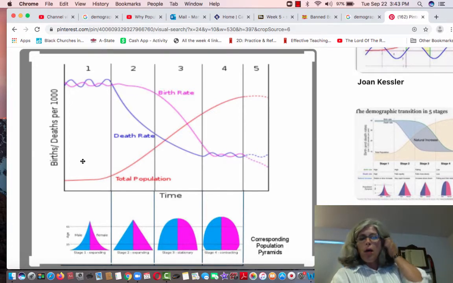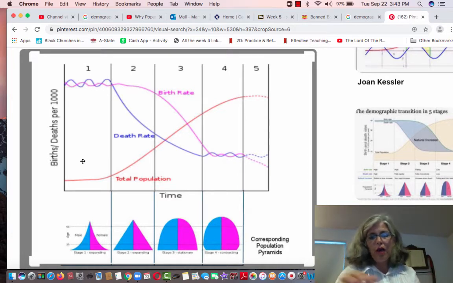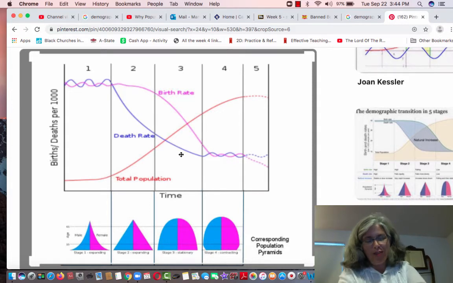My goal right now is to talk to you about stage one, which is represented here, with a population pyramid that goes along with it, and stage two. With all this stuff going on in stage three, we have a long conversation to talk about the reasons why that is going on.